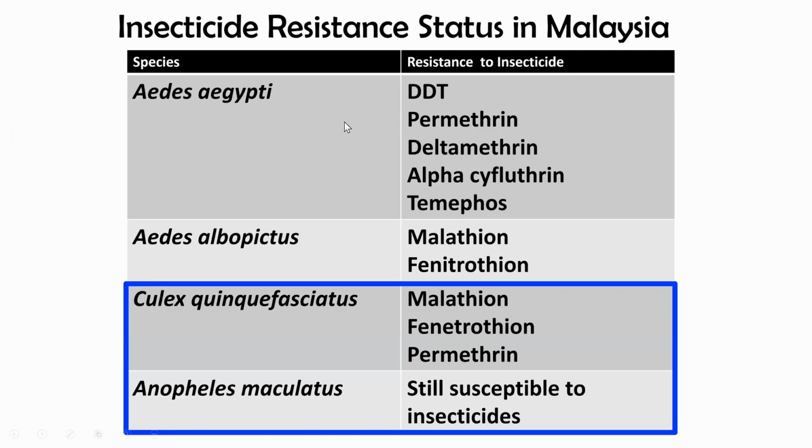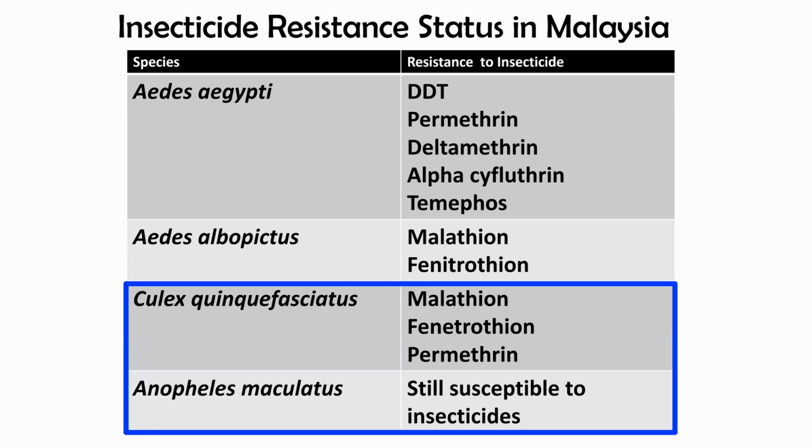I've shown you that Aedes aegypti and Aedes albopictus are already resistant to most of the insecticides. But we have also done screening on Culex quinquefasciatus, which is already resistant to malathion, fenitrothion, and permethrin. Anopheles maculatus, which is a vector for malaria, is still susceptible to most of the insecticides.